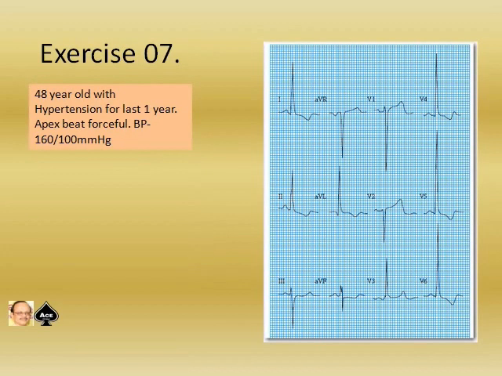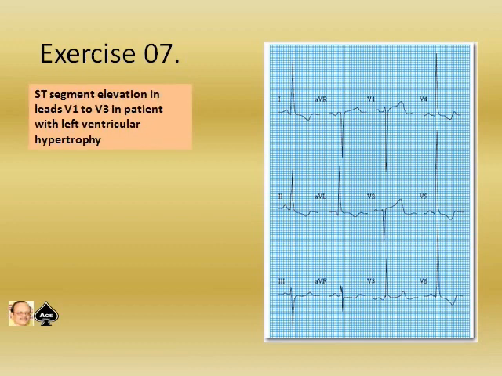That's exercise number 7, showing a 48-year-old person with hypertension for the last 1 year. The apex beat was forceful, and his BP at the time of admission to casualty was 160/100. History shows that he was on irregular treatment for hypertension. What's the ECG finding? That was ST segment elevation in leads V1 to V3 with left ventricular hypertrophy, which was due to hypertension.